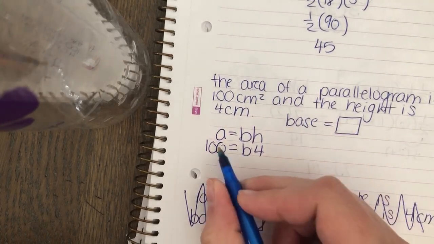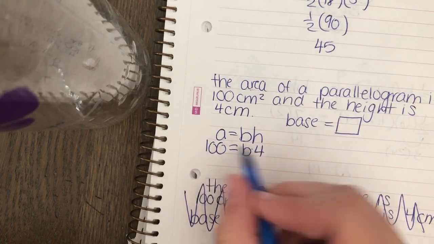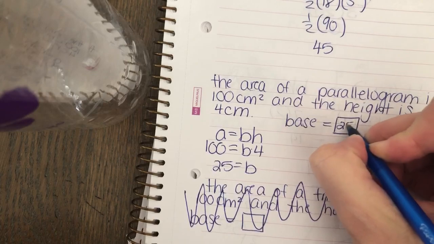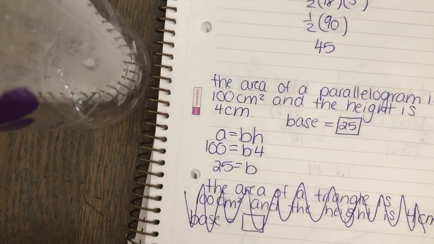Well, what times 4 gives you 100? 25, because 100 divided by 4 is 25. So you're just using your formula to find a missing piece. I'm not going to do that one.